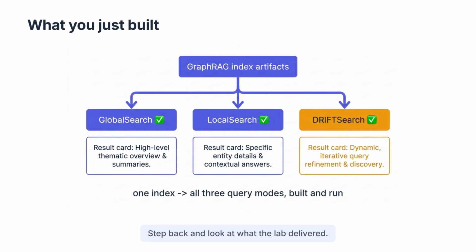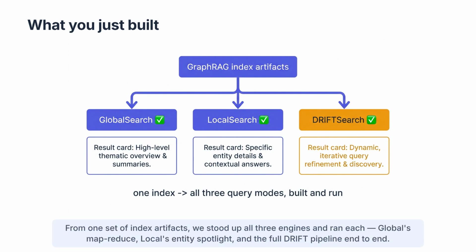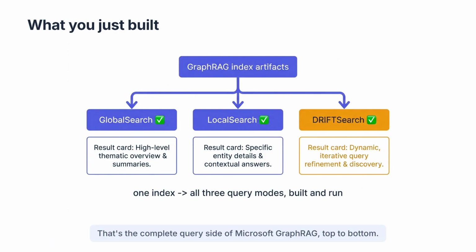Step back and look at what the lab delivered. From one set of index artifacts, we stood up all 3 engines and ran each: global's MapReduce, local's entity spotlight, and the full drift pipeline end-to-end. That's the complete query side of Microsoft GraphRAG, top to bottom. Construction was Module 2, the search side is now in your hands. Same index, 3 working lenses.